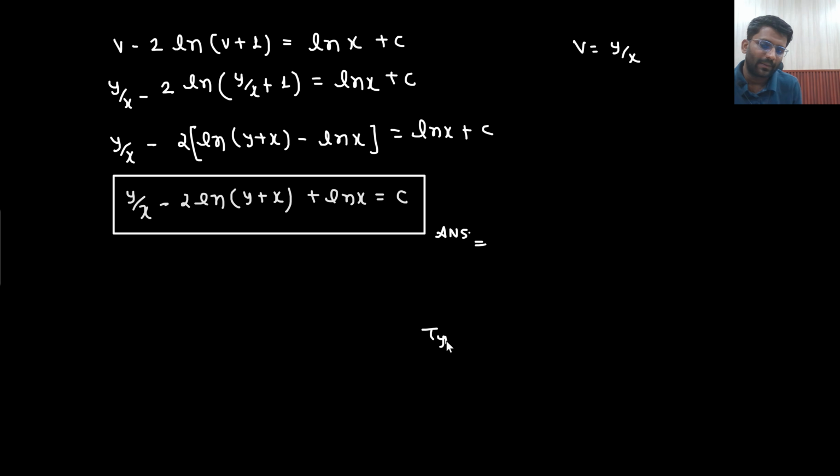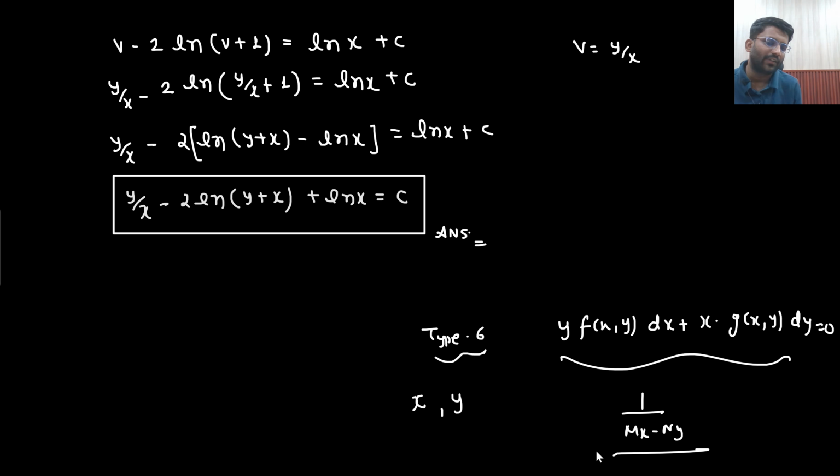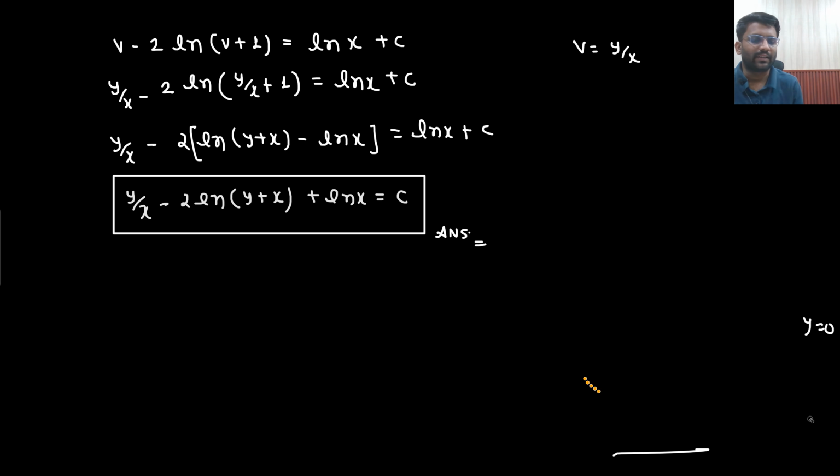One more type is there. In this type 6, x will come outside and y will come outside. Basically it will come out to be y times a function of x comma y, dx, plus x times a function of x comma y, dy, equals 0. So for this, what will be the integrating factor? That will be 1 upon Mx minus Ny. Just a negative sign will come. So that we will see in the next lecture.